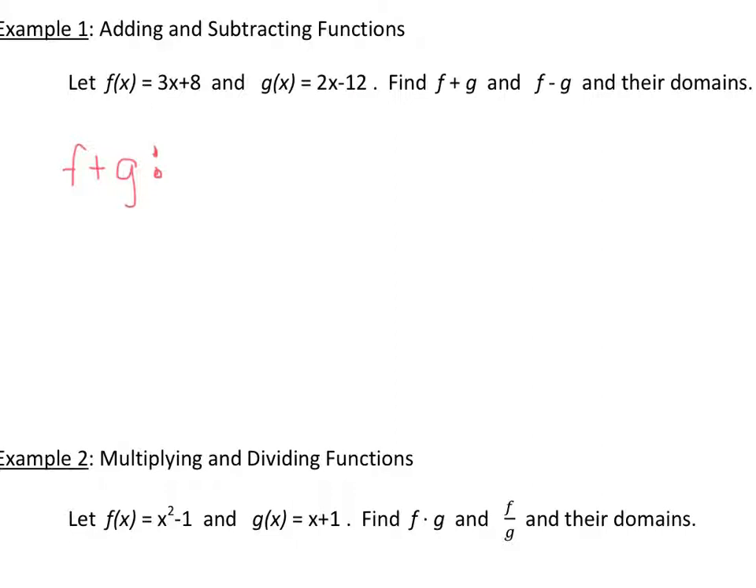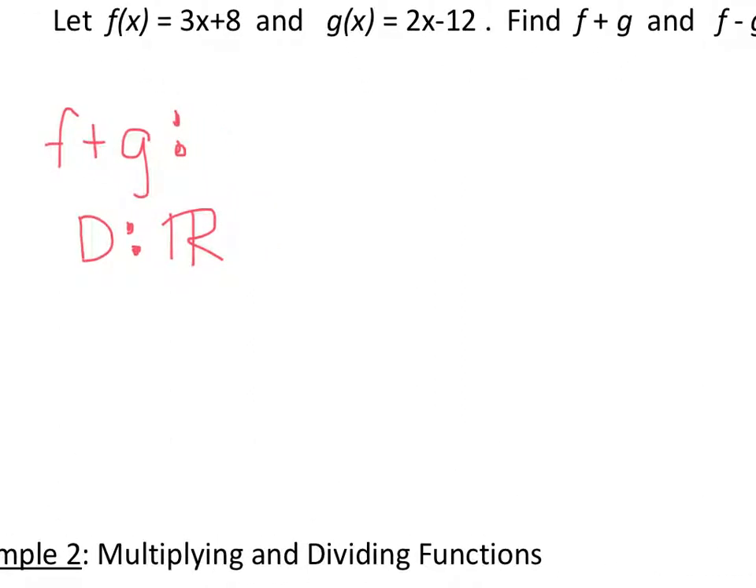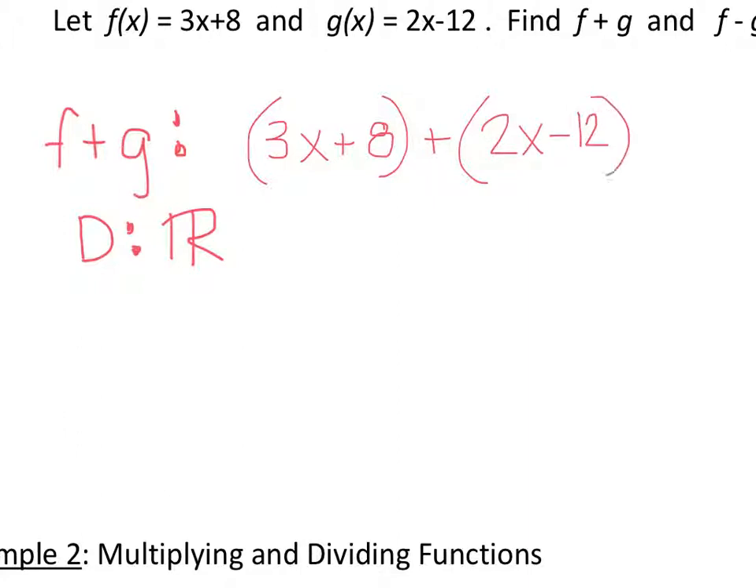What about this one? It's also a line, right? So you already know that the domain for this problem, the answer, is going to be all real numbers. Y'all remember that fancy R? The double bar? All right. So we already have that part done. Now we just need to do the addition. Replace the f with its equation. So that'd be 3x plus 8 plus, replace the g, 2x minus 12.